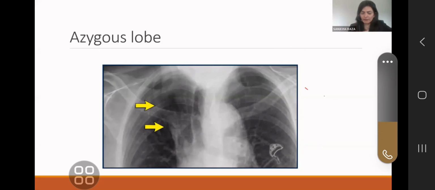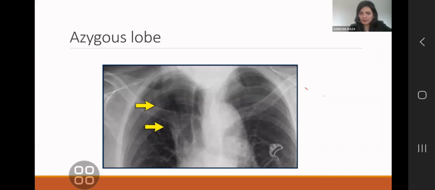The fissure has been pulled up, suggestive of volume loss and right upper lobe collapse consolidation. That happens quite frequently. It's very important to remember that the azygos lobe looks like that. So when the right upper lobe goes up in collapse, it doesn't go all the way up. If it has gone that much up, this part should be completely opaque.